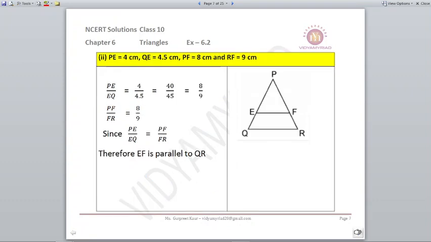In the next case, PE upon EQ is given to us as 4 upon 4.5, which is 8 upon 9. In the case of PF upon FR, it is already 8 upon 9. Both are equal. It means EF is parallel to QR.